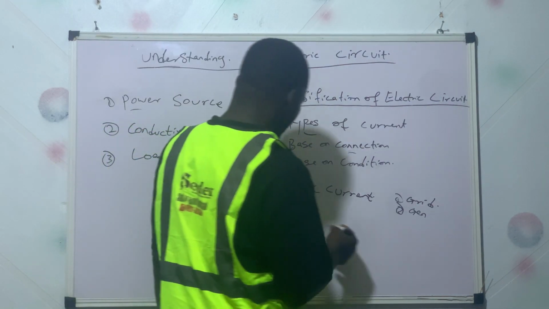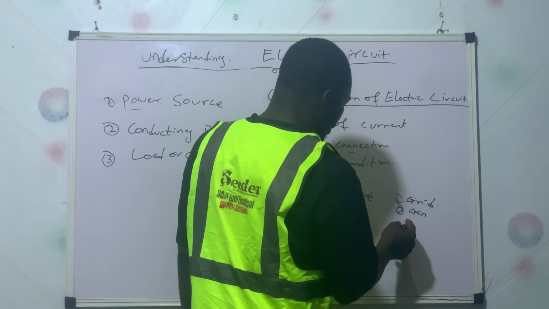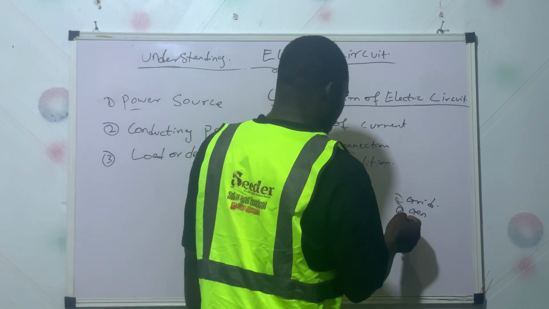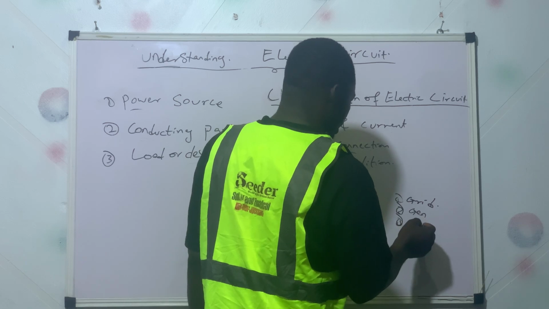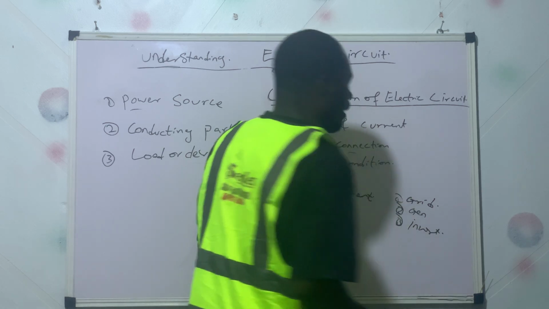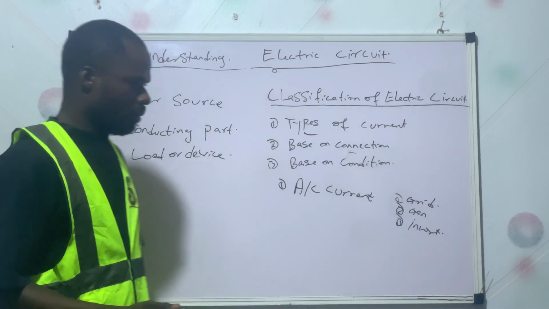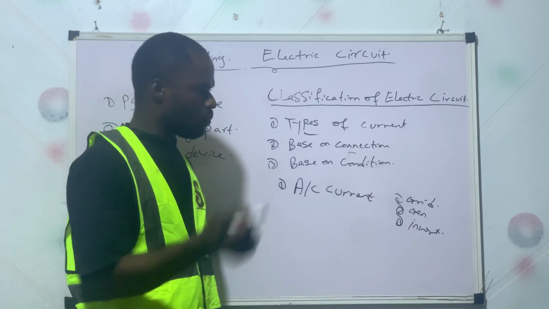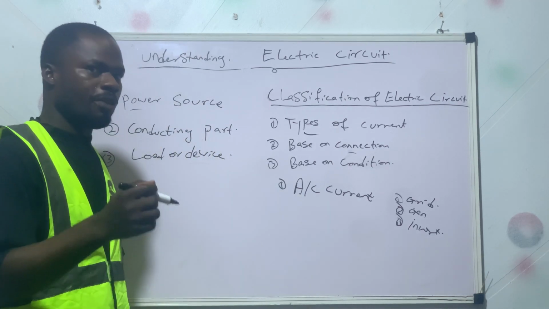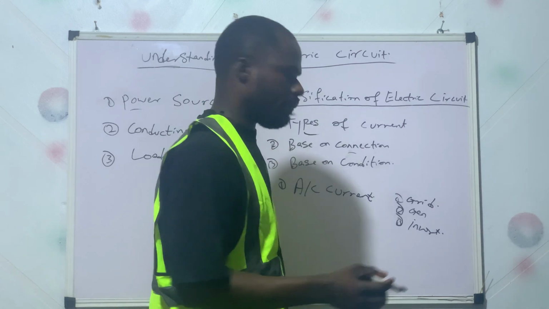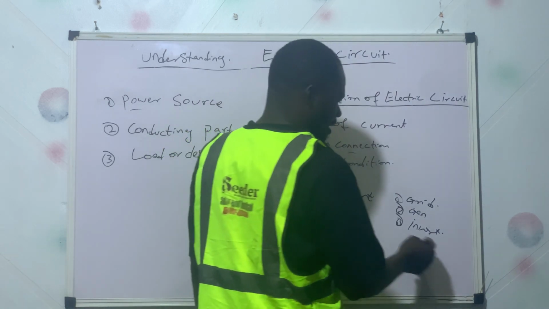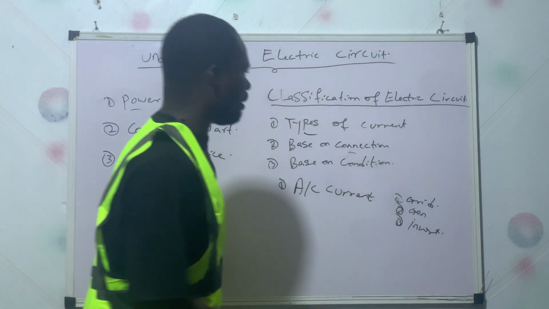Then number three is from your inverter, of course. Inverter is another source of AC current which converts your DC current to your AC current and is able to supply to your homes for the usage of your appliances. So your inverter is another source of AC current.